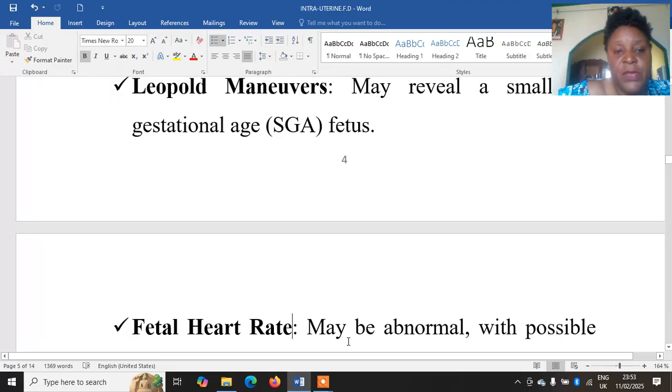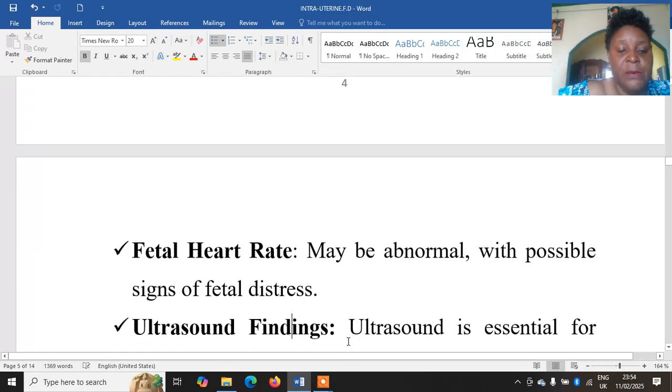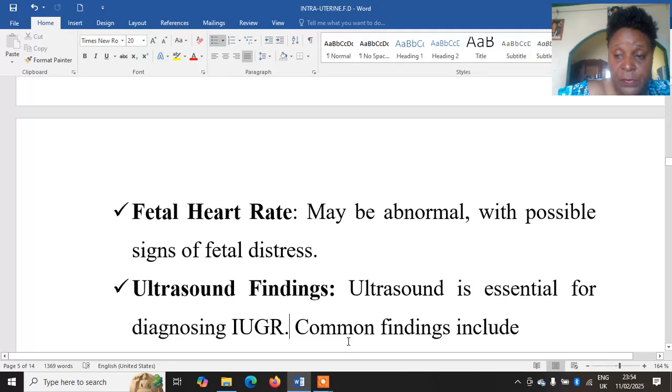Then there is what we call the Leopold's maneuver, and this Leopold's maneuver may reveal a small gestational age fetus. We shall describe it more in the practicals. Then fetal heart rate. Of course, on abdominal examination, we take the fetal heart rate. It may be abnormal with possible signs of fetal distress. All of us know the normal fetal heart rate ranges from 120 to 160.